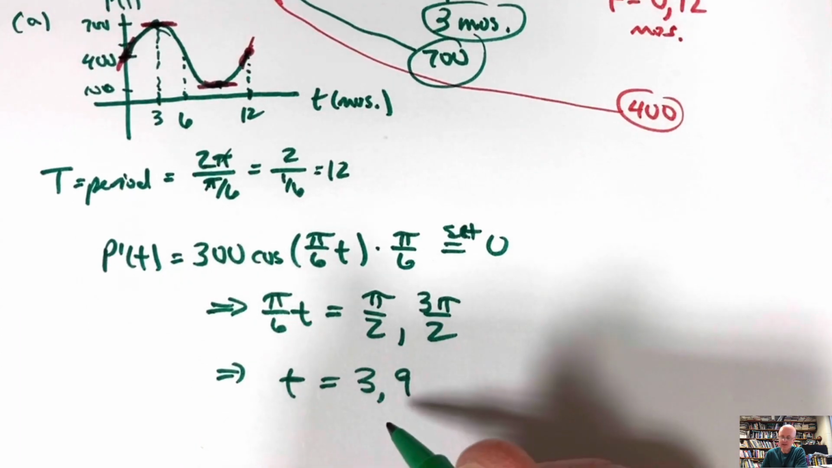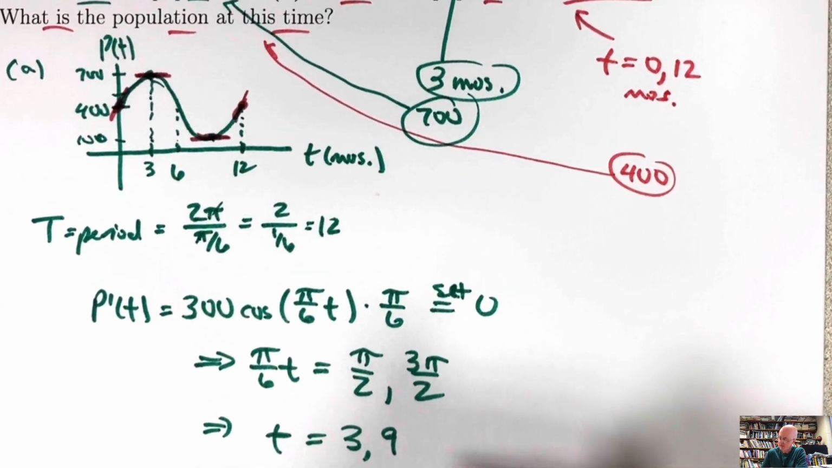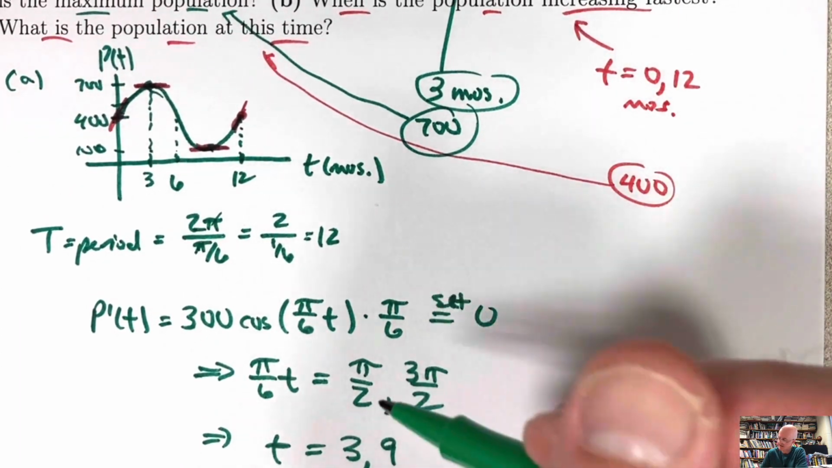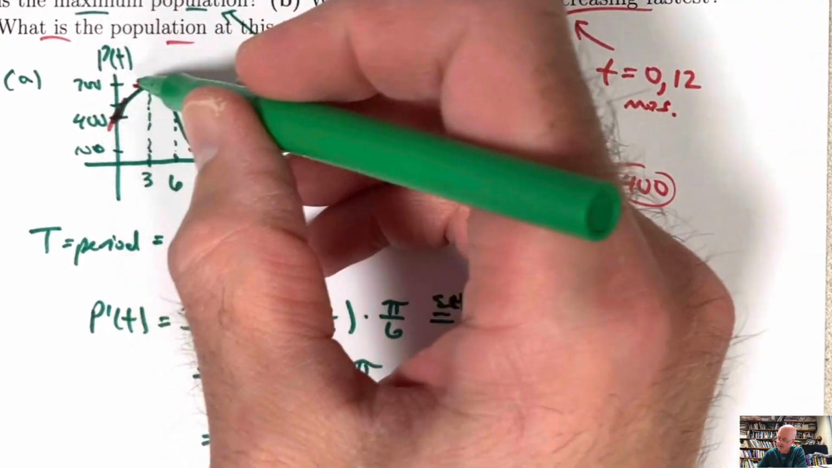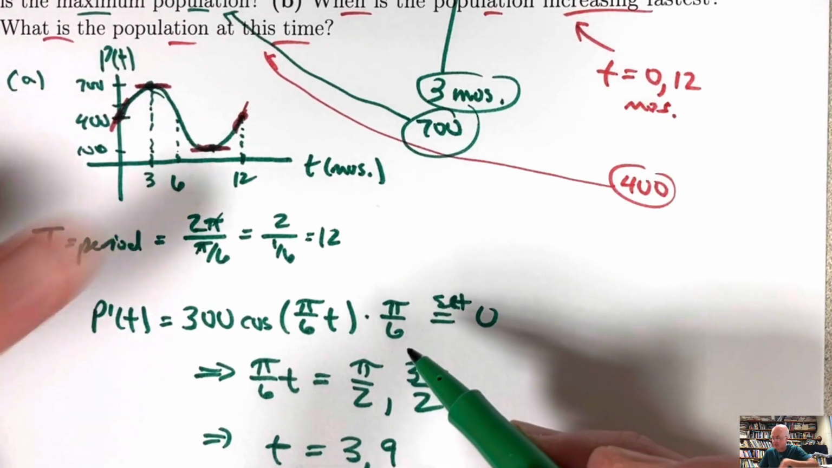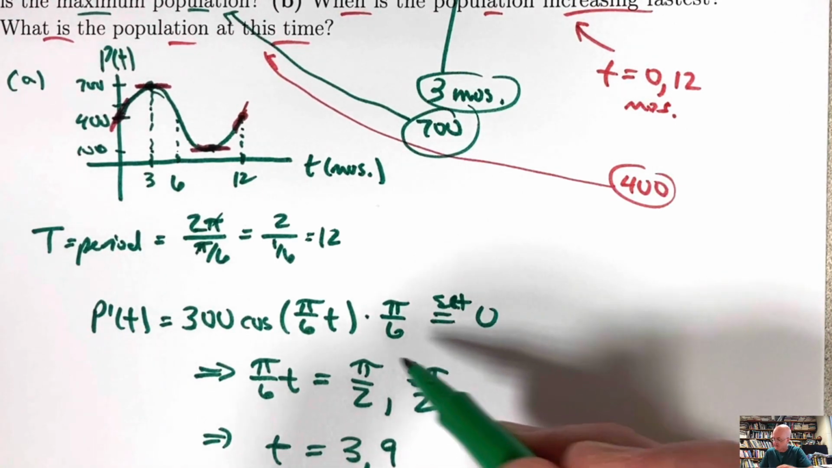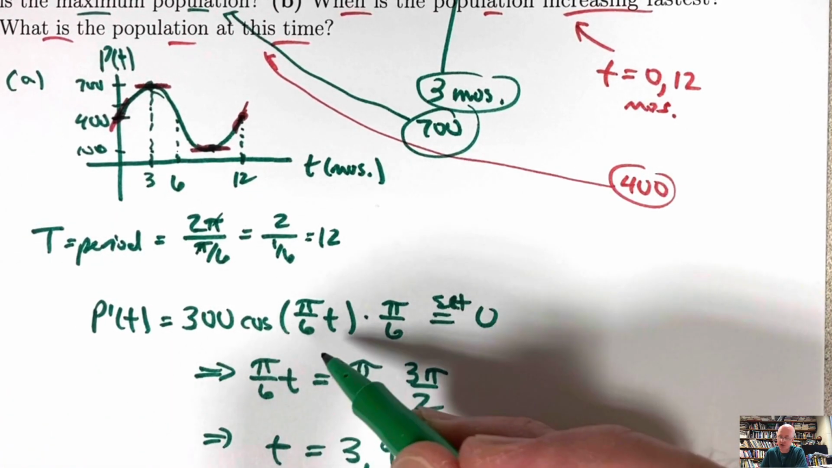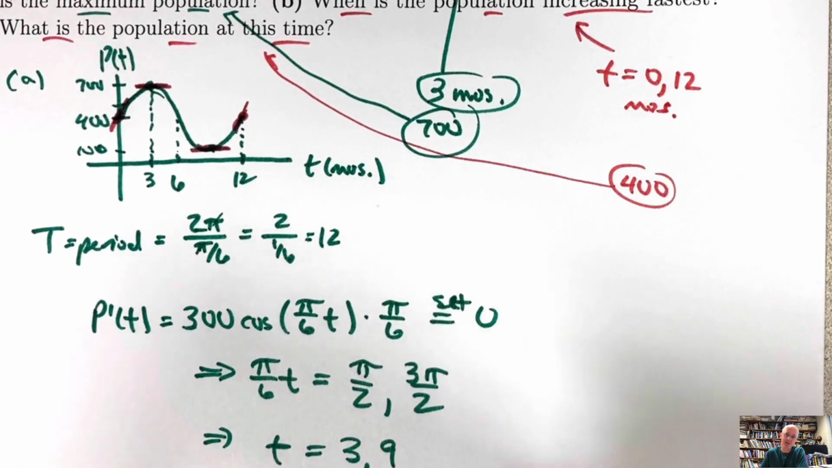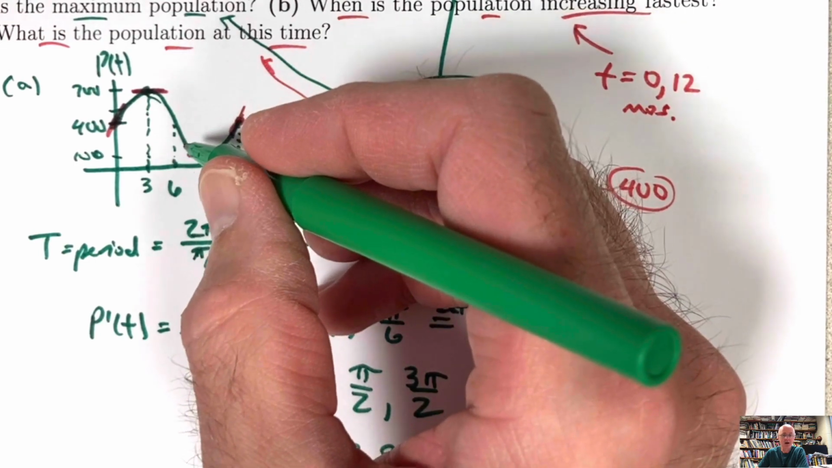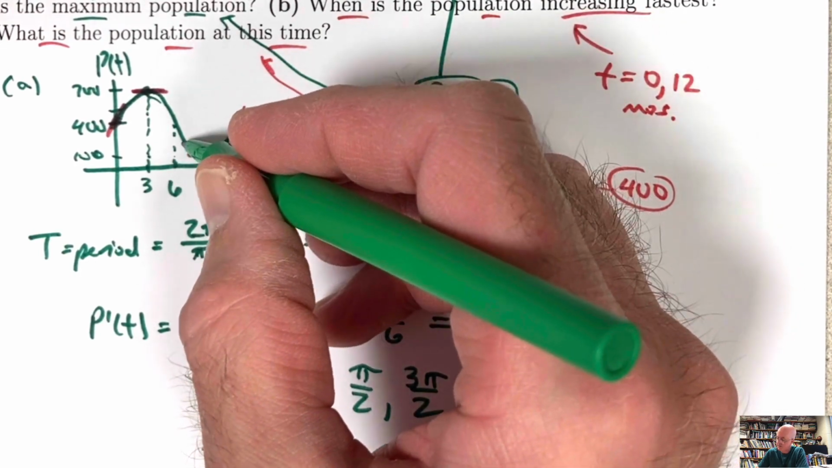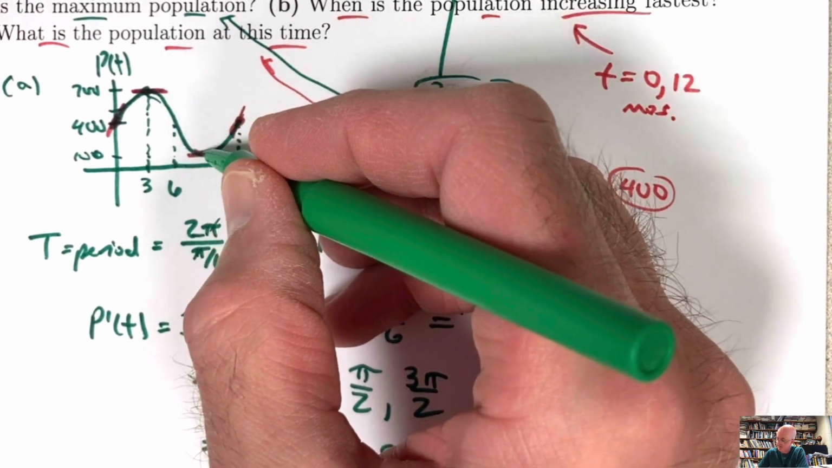Why is 3 a max and why is 9 a min? The first derivative test essentially says you're going to have a max when the first derivative changes sign from positive to negative near this point t equals 3 where the derivative is 0. Does this derivative change from positive to negative? You can check graphically if you want that it does. And you're going to have a minimum where the first derivative changes sign from negative to positive.